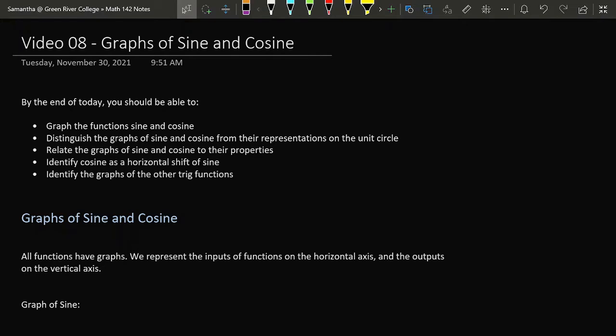shift of sine. Now, in the previous couple of days, we introduced 4 other trig functions which also have graphs, but I would say that they are not nearly as important as the graphs of sine and cosine. So we're just going to have a quick look at the graphs of the other 4 trig functions. We're not going to study them in too much detail.